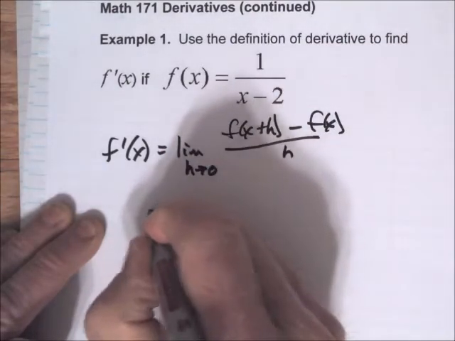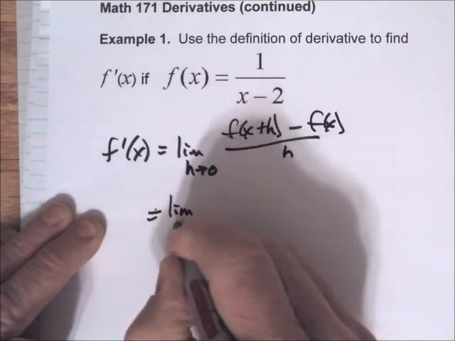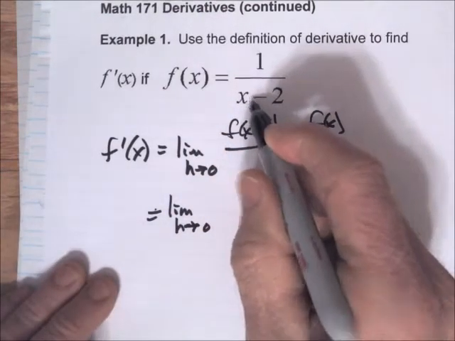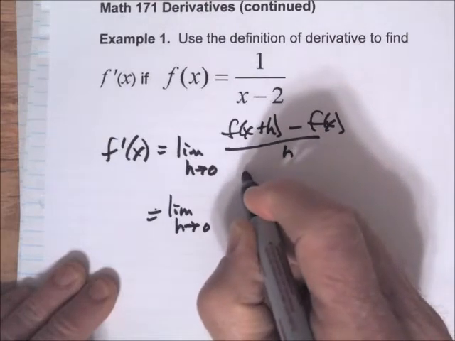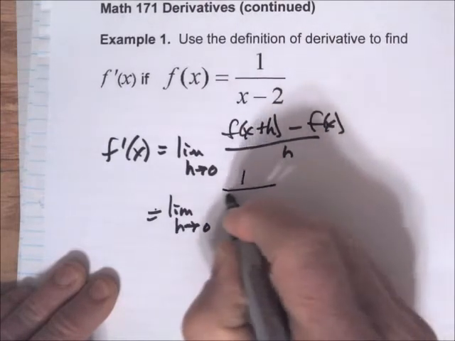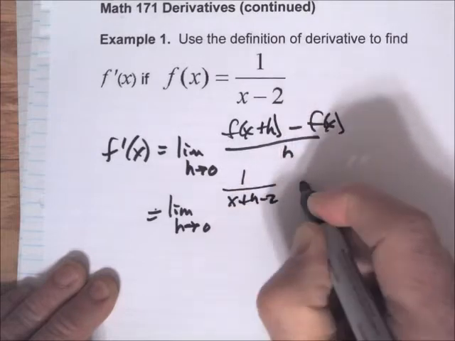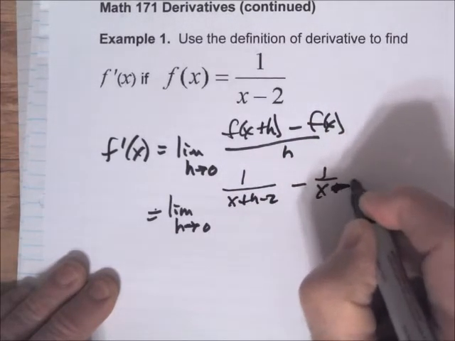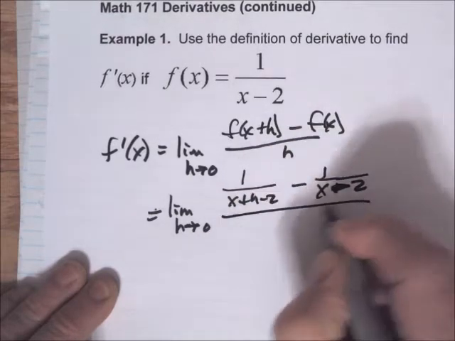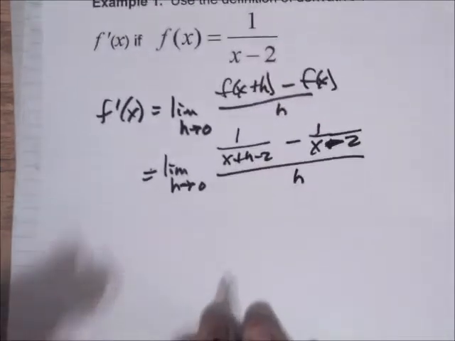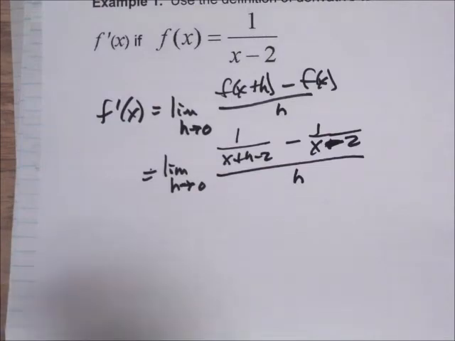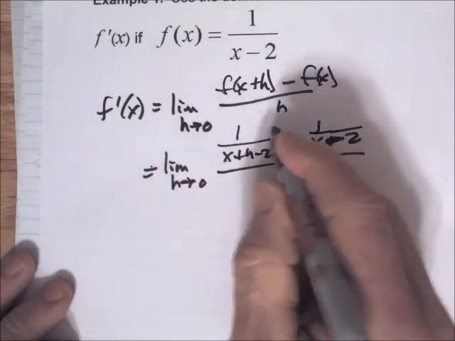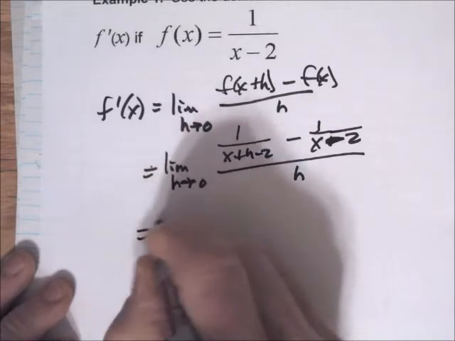So if we apply it to this function here, we want to replace x by x plus h in the formula for f of x. So we'll have 1 over x plus h minus 2 minus 1 over x minus 2, and then all over h. We want to get a common denominator, so we can multiply top and bottom of the first fraction by x minus 2 to get a common denominator.